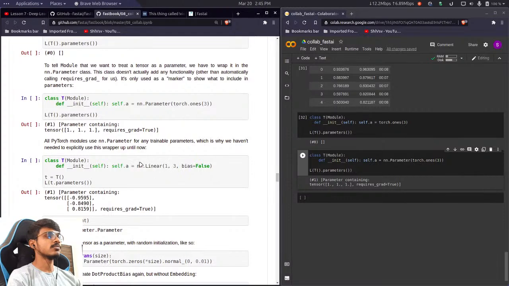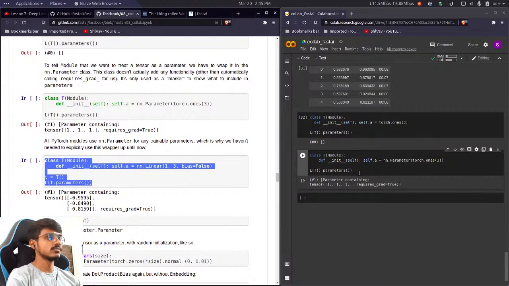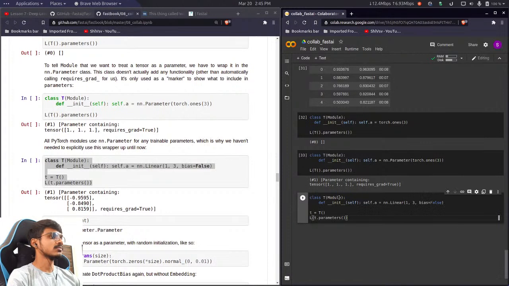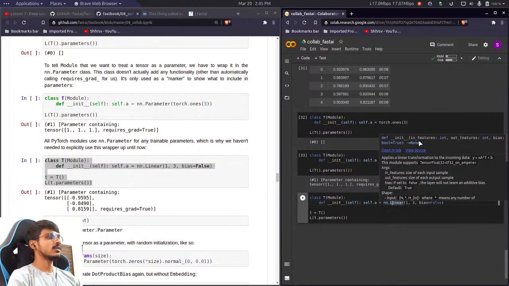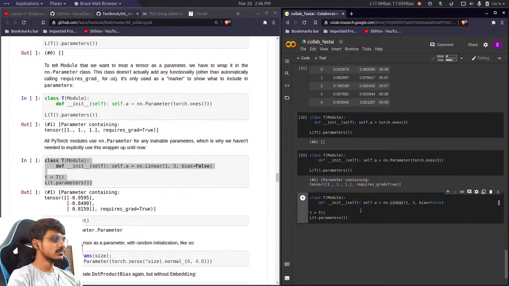Okay, the linear model directly applies nn.Parameter. Let's get the linear model as well then. Let me check the definition of the linear model. We pass in features, out features, and bias. In features are 1, out features are 3.